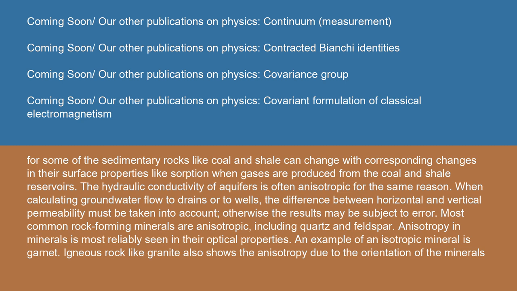Most common rock-forming minerals are anisotropic, including quartz and feldspar. Anisotropy in minerals is most reliably seen in their optical properties. An example of an isotropic mineral is garnet. Igneous rock like granite also shows anisotropy due to the orientation of the minerals during the solidification process.